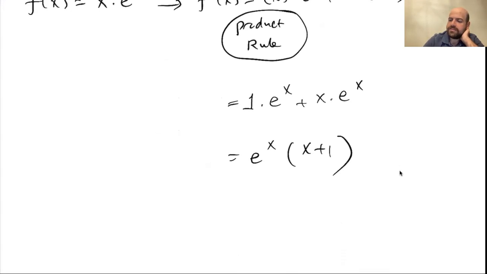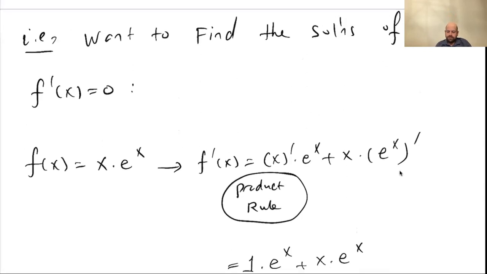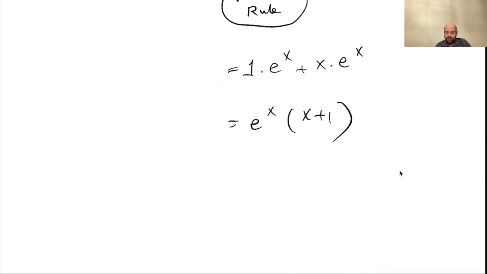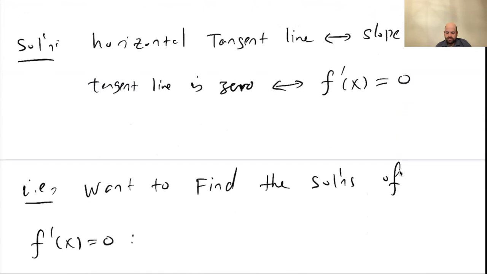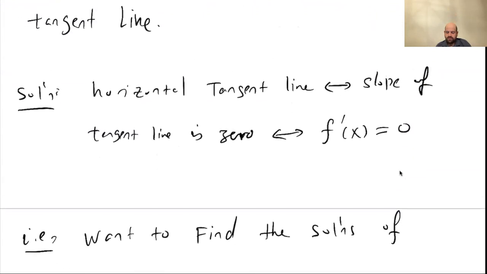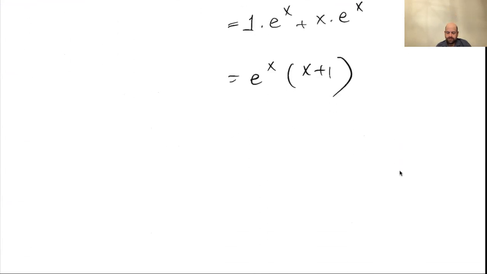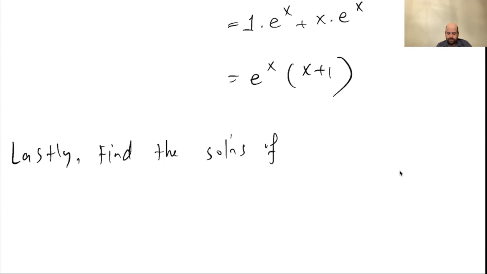And lastly, we have to solve for f prime of x equals 0, right? So this is the formula for f prime of x. But remember, we wanted to find the points with horizontal tangent line, which means finding solutions of f prime of x equals 0. So lastly, find the solutions of f prime of x equals 0. Then we get e to the x times (x plus 1) equals 0.